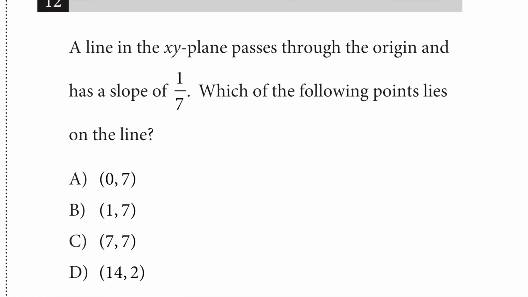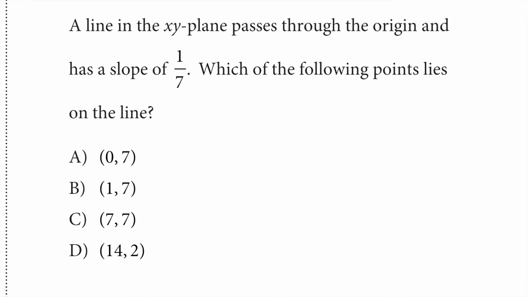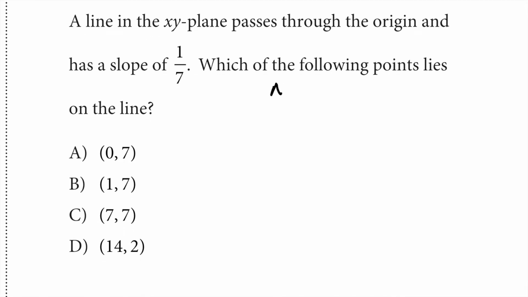A line in the xy plane passes through the origin and has a slope of 1/7. Which of the following points lies on the line? Well, what we can do is make a quick graph.